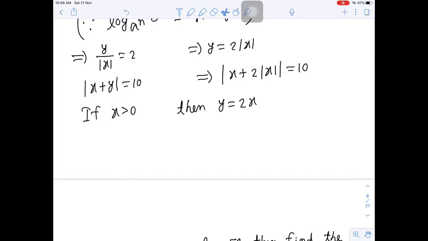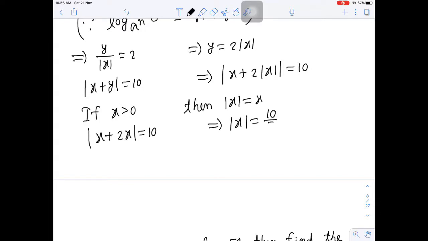Or why are we finding y actually, maybe we can go directly for this. Absolute value of x would be x, then this whole equation will become absolute value of x plus 2x, so x plus 2x is 3x, and the absolute value of that is 10. So 3x absolute value is 10. Then we will get absolute value of x equal to 10 by 3. Then what would x be? x would be plus minus 10 by 3. But we will consider 10 by 3, because we have taken x positive in the beginning. So we can't take x as negative.